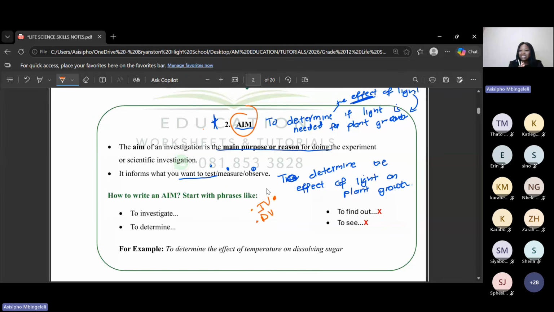Whatever has been written after the word of, that is your independent variable, because that's what I want to investigate. I want to investigate the effect of light, right? So light then becomes your independent variable.